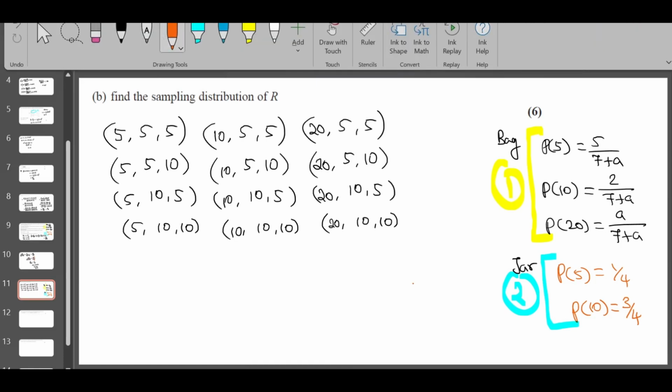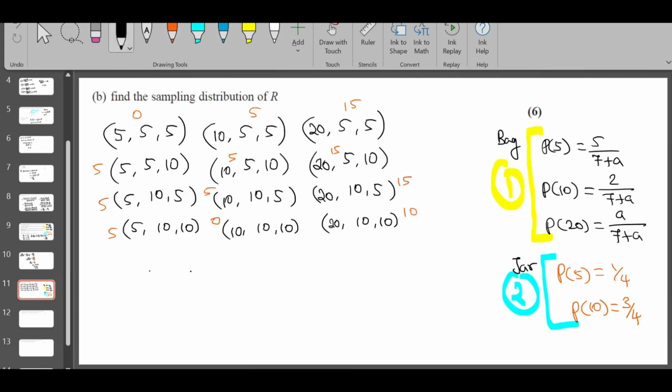Now the range of the first one, bigger number minus smaller number, 0. Here it's going to be 5. Here it's 15. This is 5. Here it's 5. Here it's going to be 15. 20 minus 5. 10 minus 5. 10 minus 5. 10 minus 5. 10 minus 10, 0. 20 minus 10 is 10 here. 20 minus 5, 15 here.